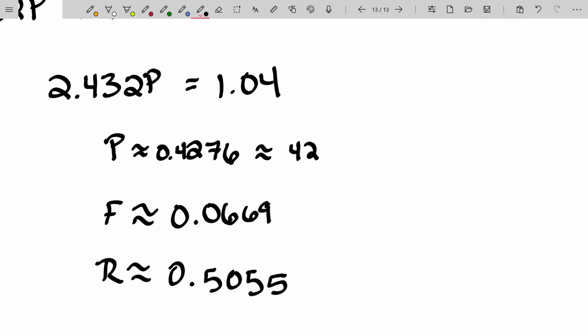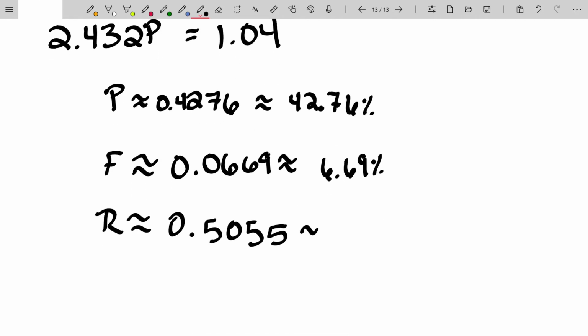comprises 42.76% of our diet, or not of our diet, I shouldn't say it that way, it's of the amount of meat eaten. 42.76% is poultry. Of the meat that's eaten in the US, only 6.69% is fish, and the other 50.55% is going to be red meat.